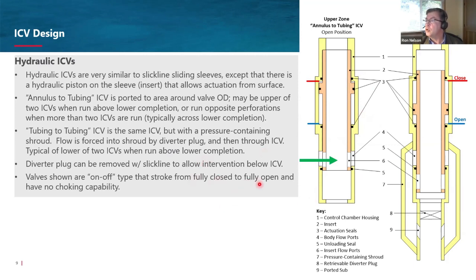The other one we have is a tubing to tubing ICV, and you'll notice the valve itself is the exact same valve, but onto it we've mounted this pressure containing shroud with a ported sub and a diverter plug. What happens here is flow comes up the tubing, enters this pressurized shroud, and then enters the valve. So they're using the shroud to divert the flow around. And if you needed to do a deeper intervention, you can remove this plug, in most cases, and reset it later on after the intervention.